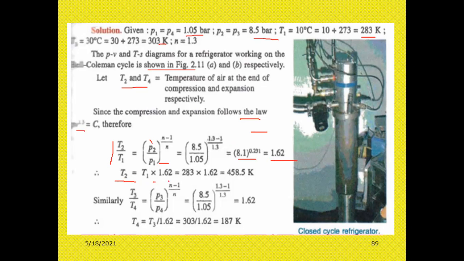Therefore T2 is equal to T1 into 1.62. The value is 458.5 Kelvin. Similarly, T2 by T1 we took, T3 by T4 is equal to P3 by P4 to the power of n minus 1 by n. Again substituting the values 8.5 by 1.05 to the power of 1.3 minus 1 by 1.3, that is 1.62. Therefore T4 is equal to T3 by 1.62, that is 303 by 1.62, that is 187 Kelvin. So we got the value T4, right?